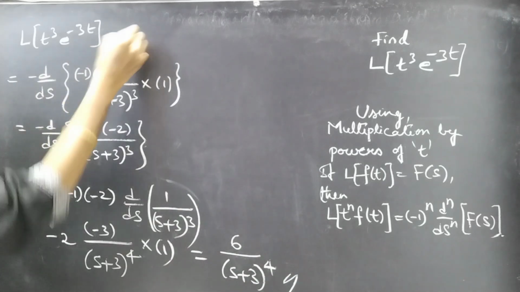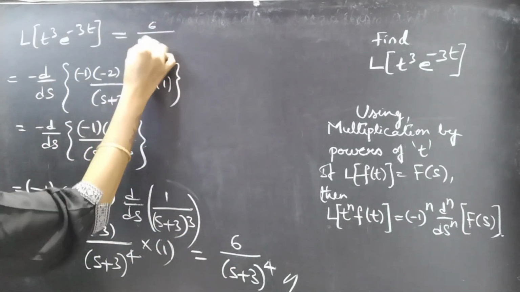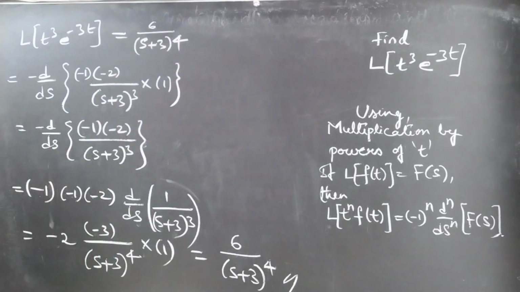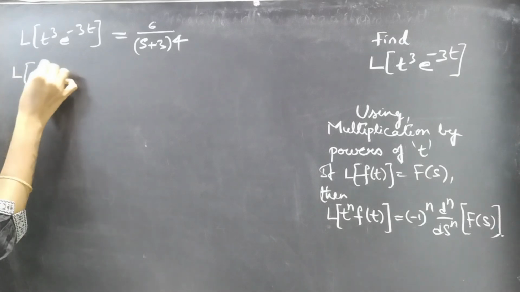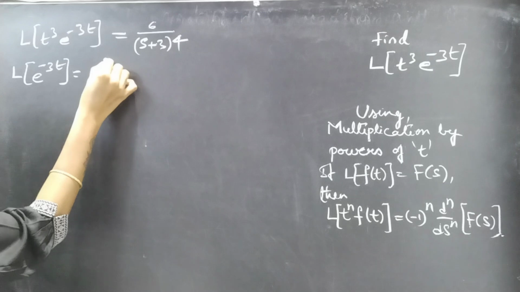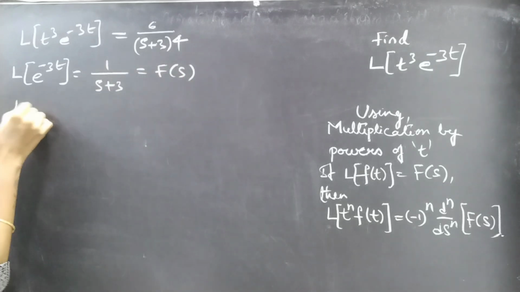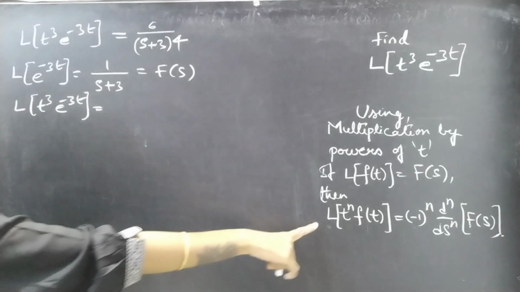Therefore, L of t cube e power minus 3t is 6 by s plus 3 to the power 4. Now I'll solve this problem directly, using the same formula. Firstly, I'll find L of f of t, or L of e power minus 3t, which is 1 by s plus 3, which is our f of s. Now I'll find L of t cube e power minus 3t by using this formula.